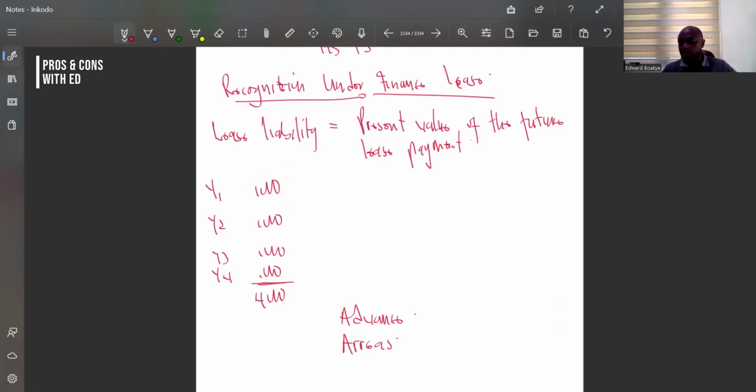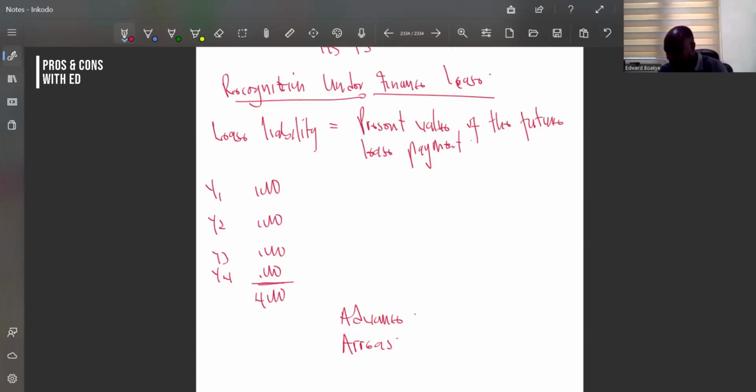So a question may be given to you where they will say the payment is made in advance or in arrears. Then you have to be careful with the first payment. If it is in advance, then it means the first payment will be made the very first day. So we need not bring that payment to the present. Let's always be careful with that.